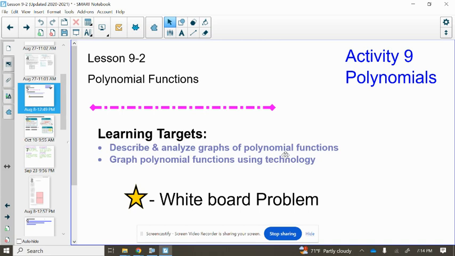Everyone, and welcome back to Activity 9. Today we're going to talk about Lesson 9.2 and looking at different features of our polynomial functions.